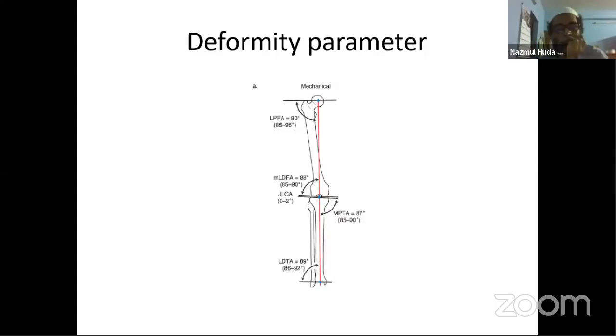And for the mechanical axis, there are some rules. LPFA, I think, does not need any elaboration of this type of term. You just see that every angle is near 90. Here the mechanical LDFA is 85 to 90, and 90 is also included. So if you forget every detail like 90, 88, 87 or 89, if you just remember that all the angles around the mechanical axis are 90 degrees, then it is not a mistake.